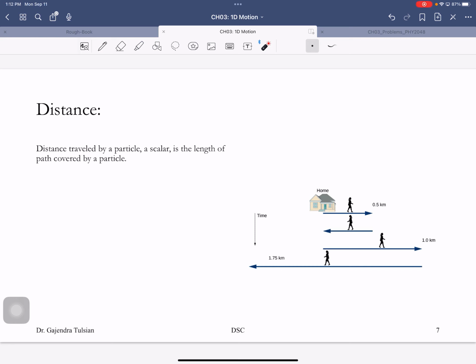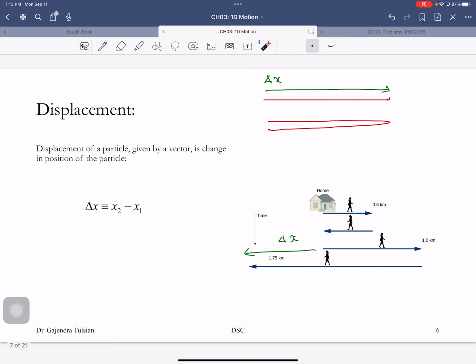Distance traveled, on the other hand, is a scalar. So for this motion, what was the displacement? 0 vector. What was the distance traveled? 1 kilometer. For this motion, the displacement was 0.75 kilometers pointing to the left. So delta x, your displacement, is minus 0.75 kilometers. Remember the negative sign is telling you that the vector is pointing to the left. What is the distance for this motion? 2.75 kilometers. So the distance traveled was that.